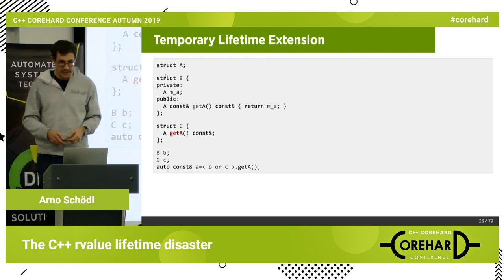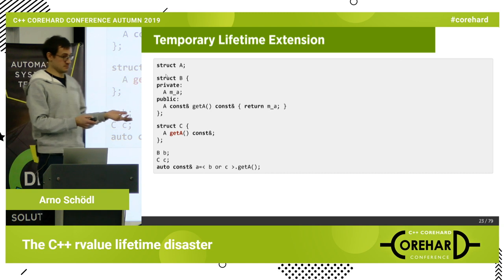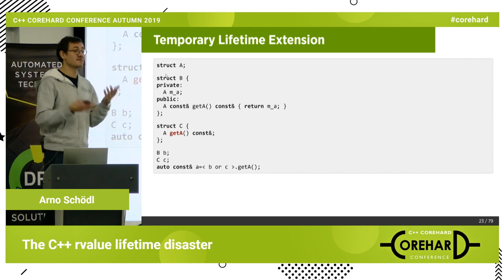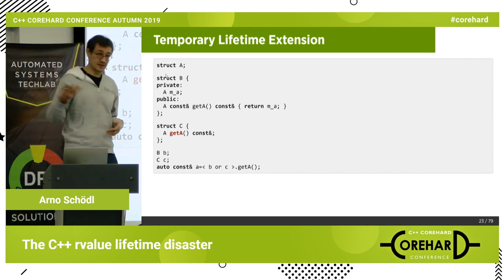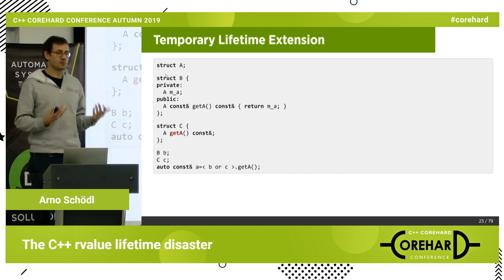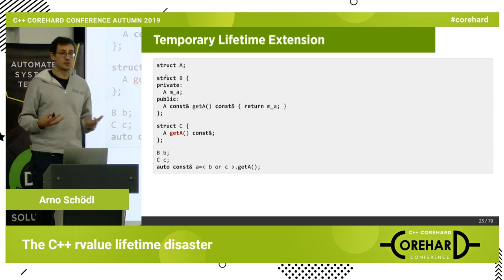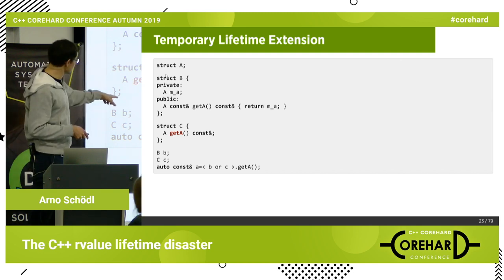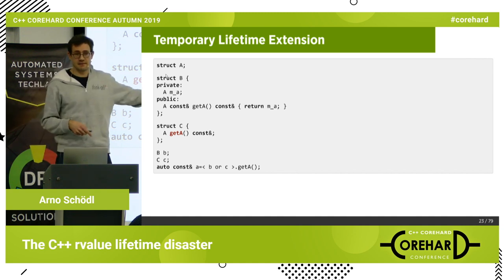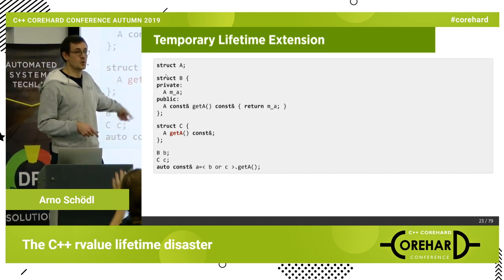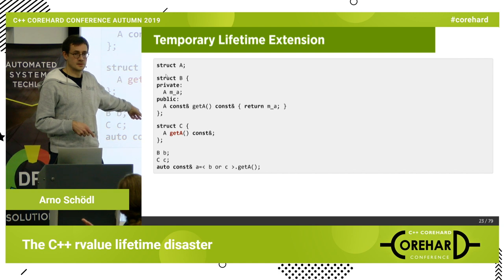Nothing magic. Now, let's say there's another structure, C. And that's different from B because it returns its A by value for whatever reason. So you got a B that returns by reference, and you got a C that returns by value. And you want to write common code, generic code, that works for both cases. Now, if you write this, auto const ref A, it's a reference, and then you either plug in B or C, get A. Is that okay? Who thinks that's okay? Who thinks that's not okay? Okay, it's about half-half.